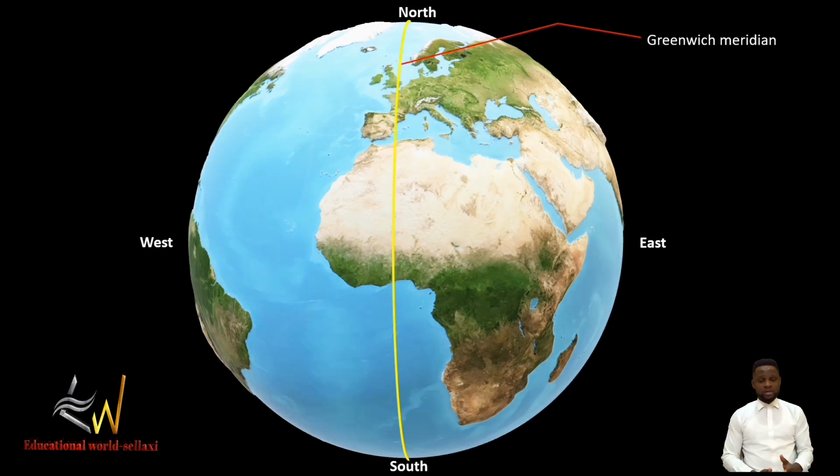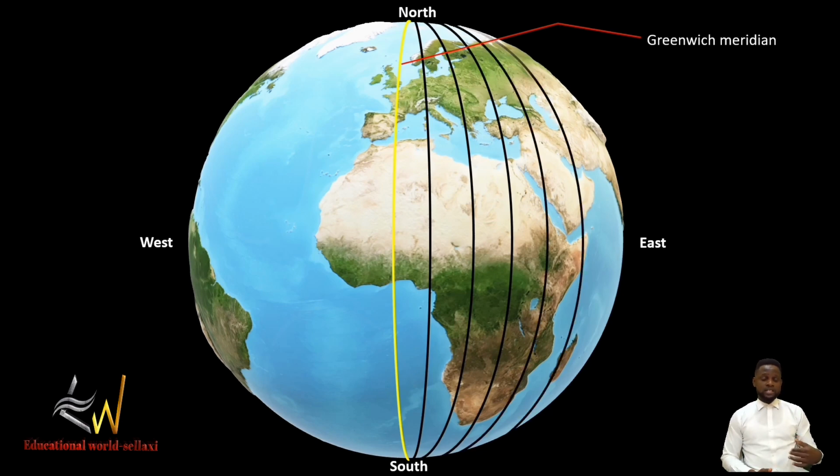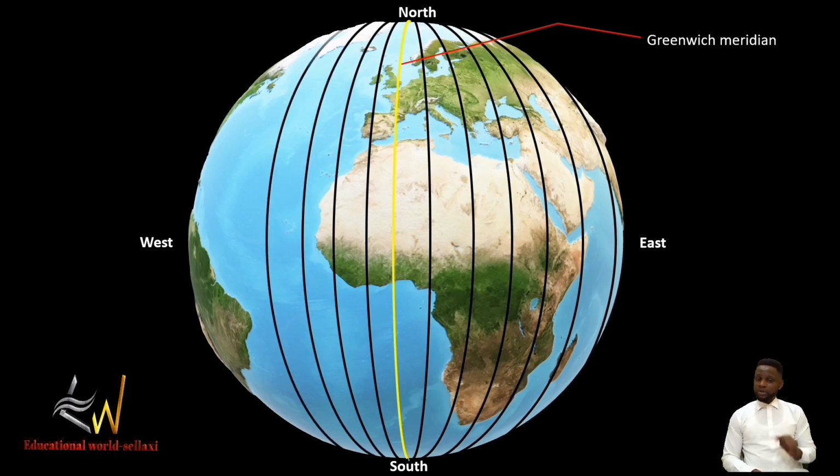So as you can see, imaginary lines run 180 degrees towards the east, and the other ones go 180 degrees towards the west of the Greenwich meridian. So that's how the longitudes are measured. They run from north to south, but they are measured 180 degrees towards the east and 180 degrees towards the west of the Greenwich meridian.